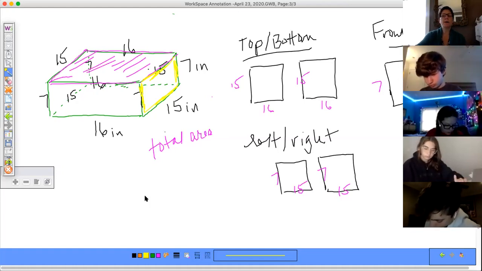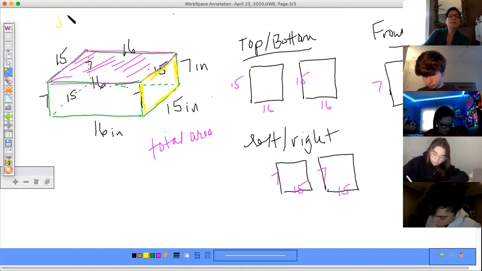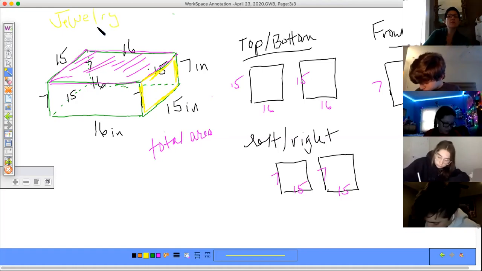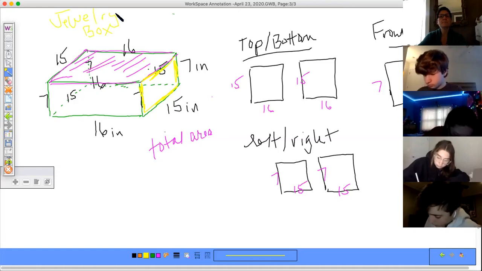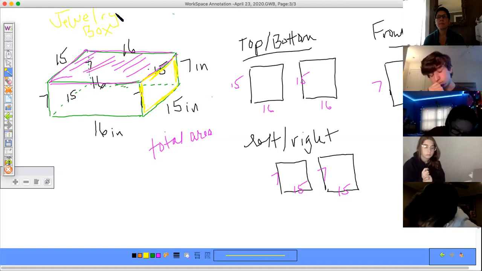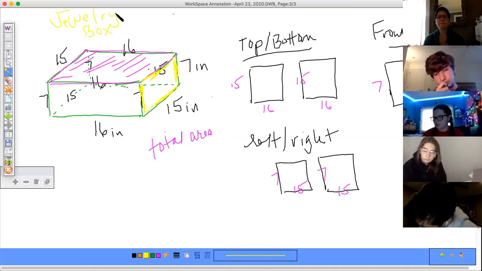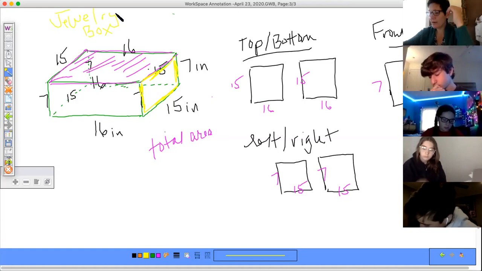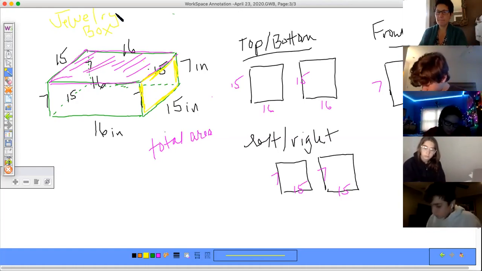This is a jewelry box. So I'm just going to call this the jewelry box. I don't know why, but I want it to be a jewelry box. Just based on the size of its dimensions, it makes sense that it could be a little jewelry box. Okay, can you all hold up your answers on what your total area is whenever you are ready?